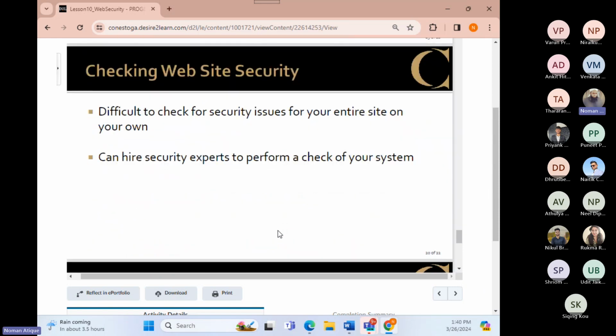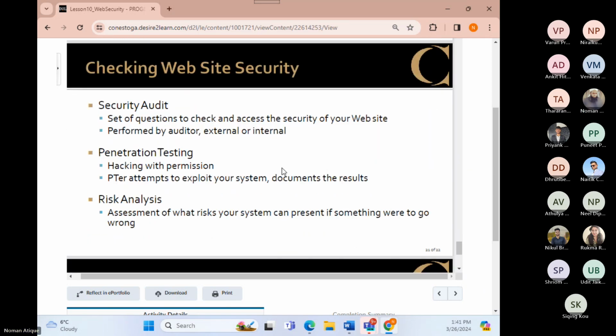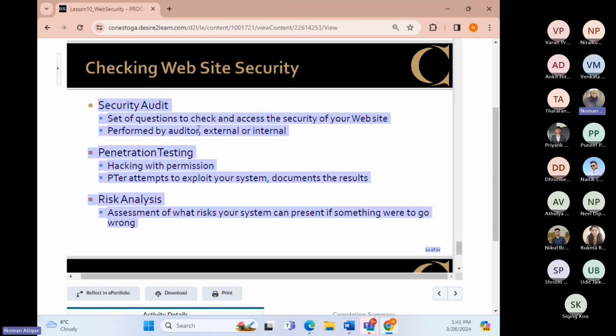Checking website security. It is difficult to check for security issues for your entire site on your own. What we can do is hire security experts to perform a check of your system. That's one of the ways we might want to do it. Checking website security, audit: a set of questions to check and assess the security of your website, performed by an auditor, external or internal. We do that by using auditors.